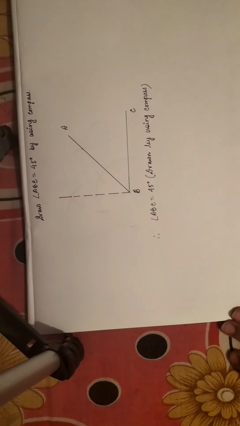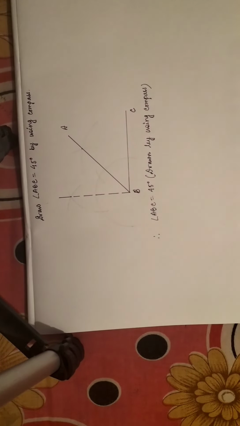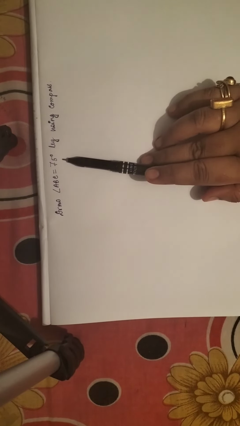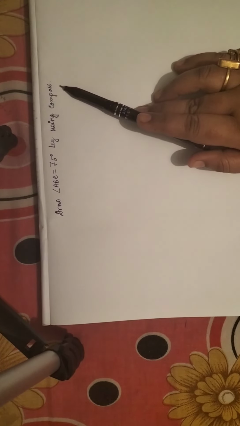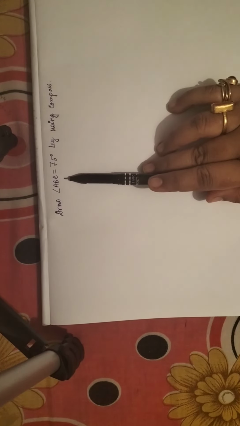So here the required angle is found. Hope the method is clear to all of you. Now we shall learn how to draw an angle of measurement 75 degree by using compass. Here the name of the angle is taken as ABC.